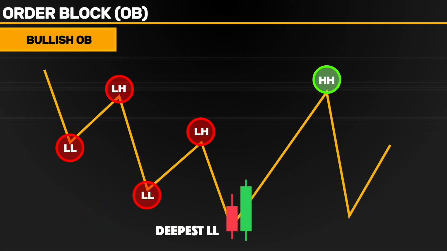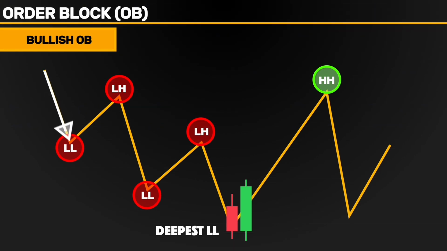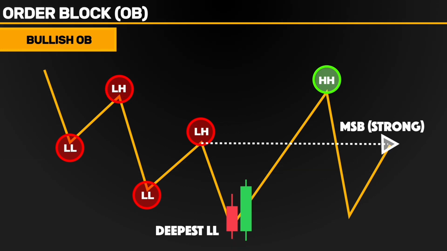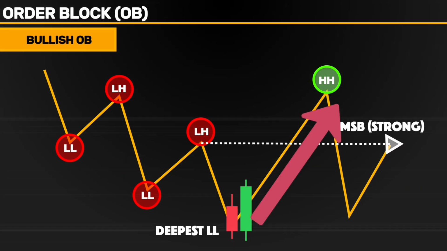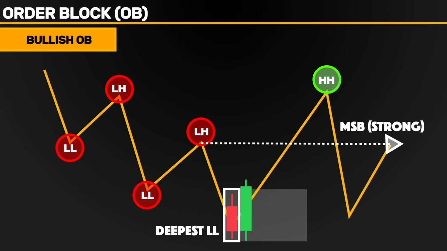You already know what a market structure break or an MSB is. After a nice downtrend, price makes the deepest lower low. The first stage of finding our order block is to find the lower high that created this lower low. As you can see, it is this one right here. Once you find this, the next stage is to spot a strong market structure break. So which price swing here caused an MSB? As you can see, it is this swing right here. So the last red candlestick that started this price swing and caused the market structure break becomes our order block.